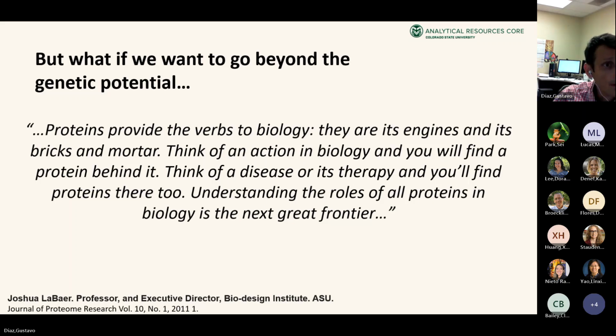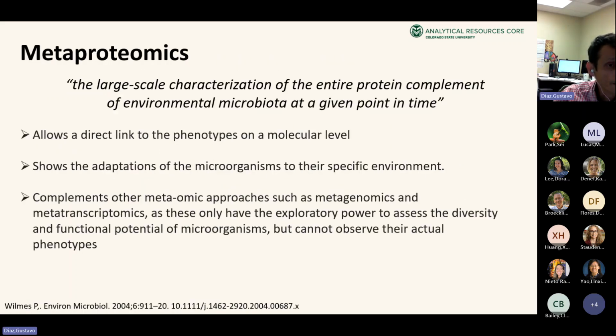So this is how we start thinking in metaproteomics. And this is the definition that was given exactly 20 years ago: the large-scale characterization of the entire protein complement of environmental microbiota at a given time point.